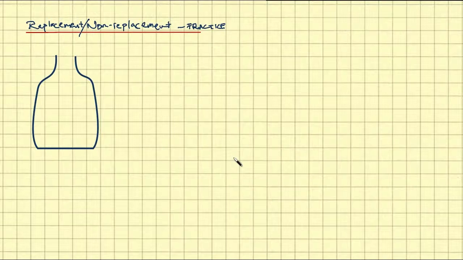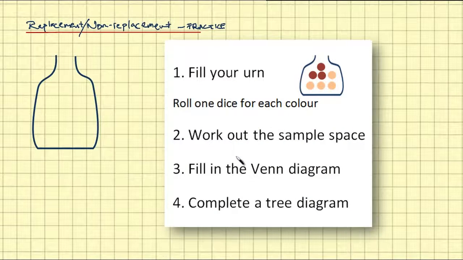Okay, let's have a look at the rules that we use to generate these problems. So first of all, we're going to fill our urn rolling one dice for each colour. Secondly, we're going to work out the sample space. Thirdly, we're going to fill in the Venn diagram, and then we're going to complete a tree diagram just to check really that we've done everything correctly.